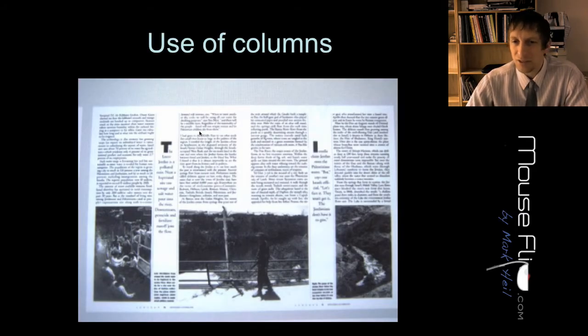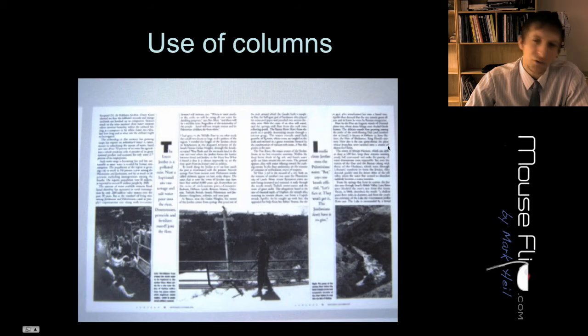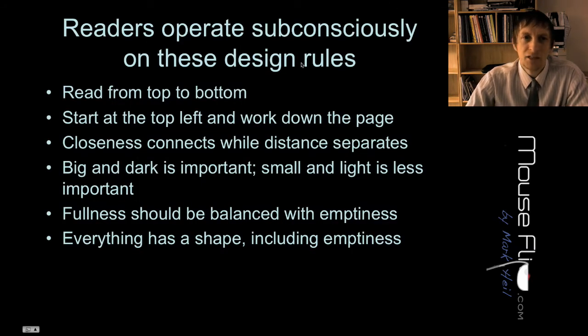Use of columns is important because it's always easier to read text in columns rather than all the way across the page. Our eyes read faster when they can just go back and forth, back and forth. They can basically scan this text and get the content, versus going all the way across, coming all the way back over, and all the way across. So this is how people read. People read from top to bottom. They start at the top left and work their way down the page.